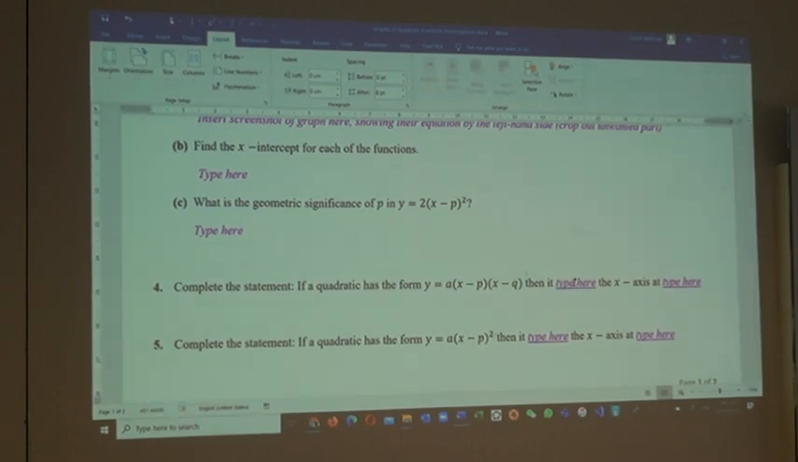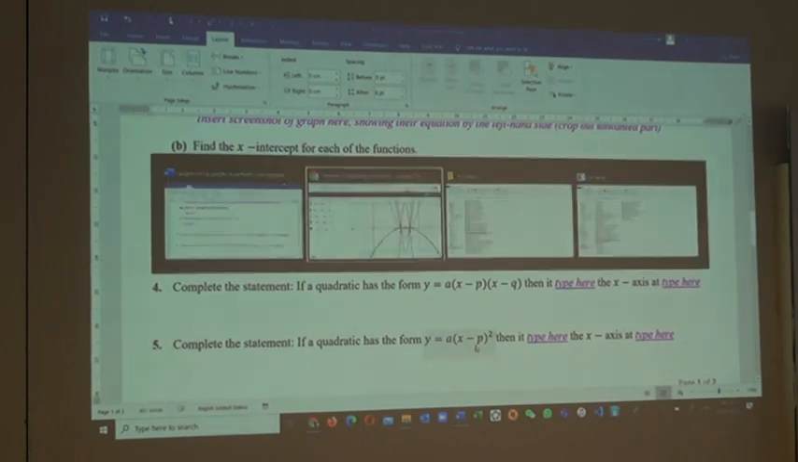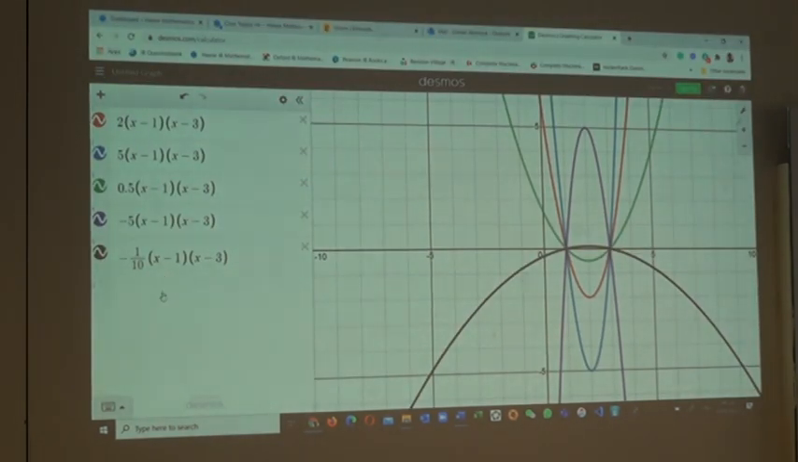There's a difference between intercept and touches. When it intercepts, it crosses and goes to the other side. Touch could just be touch and come back, not crossing. They're two different things. So what I needed you to tell me was, in this case, it only touches. It doesn't cross.